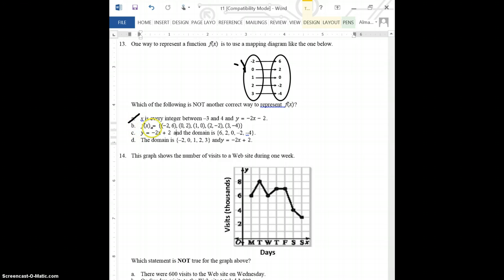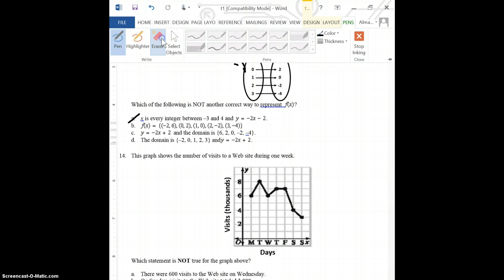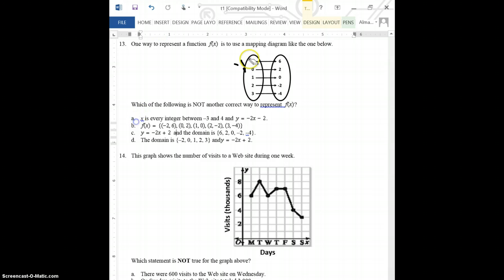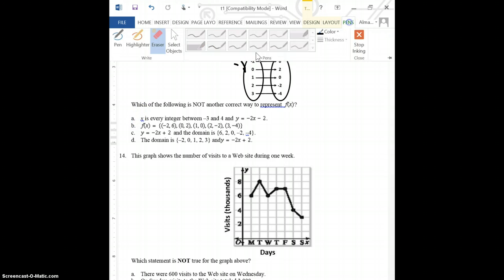B, f of x equals negative, which is paired with the 6, that's true. 0 paired with the 2, that's true. 1, which is paired with 0, that's true. 2 is paired with negative 2, that's true. 3 is also paired with negative 4, that's true. And actually, as soon as I read that, I'm looking for the one that is not true.